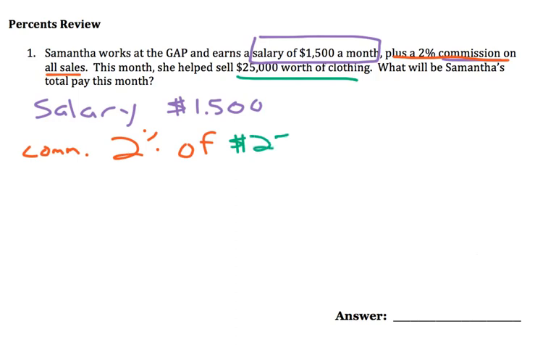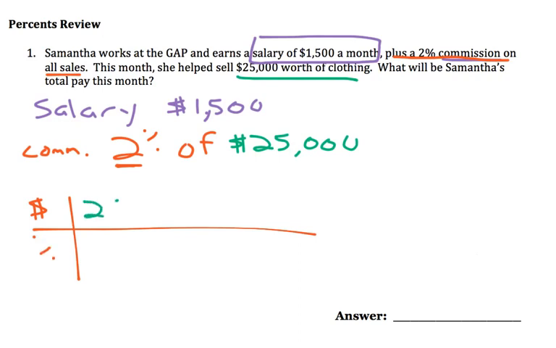So remember that if you're working at a store and you help sell their clothes, you're not going to get to keep a lot of that money. But if you earn commission, you get to keep normally a really small percent of it. So she's going to get to keep 2% of $25,000. She also gets that salary of $1,500, and if we add that together, we're going to get her total pay this month. Alright, so let's find 2%.